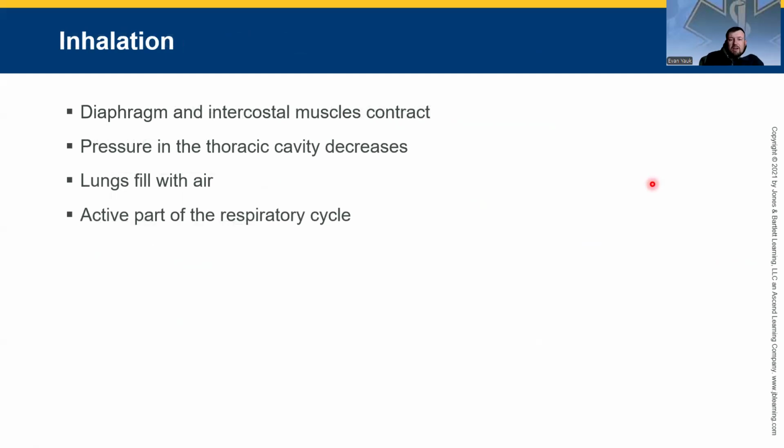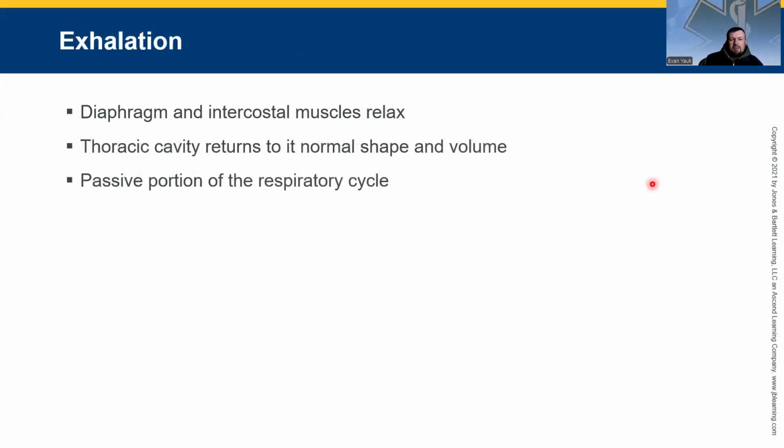So your diaphragm and intercostal muscles contract, pressure in the thoracic cavity decreases, and the lungs fill with air. This is considered the active part of the respiratory cycle because something actually has to happen for it to take place. Then when we move on to exhalation, the diaphragm and intercostal muscles relax. So everything's now relaxing, returning back to its normal area, if you will. The thoracic cavity returns to its normal shape and volume, and this is considered the passive portion of the respiratory cycle when we exhale, because everything's actually returning back to where it should be.